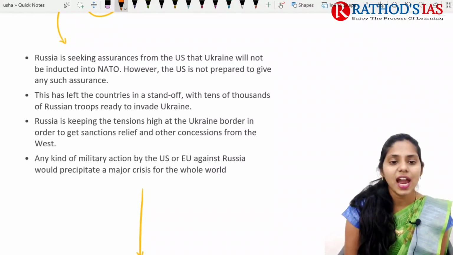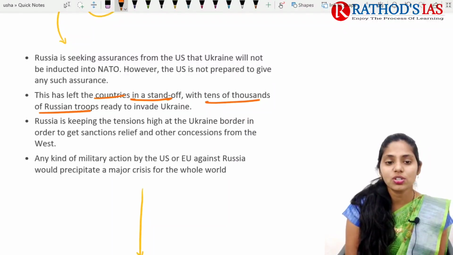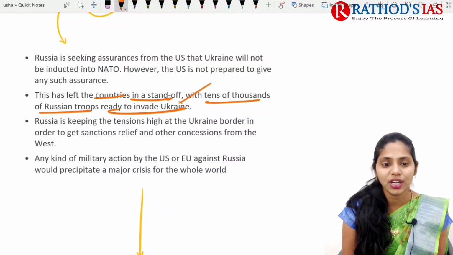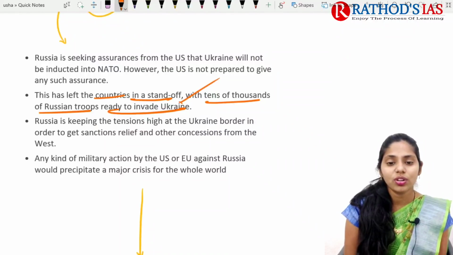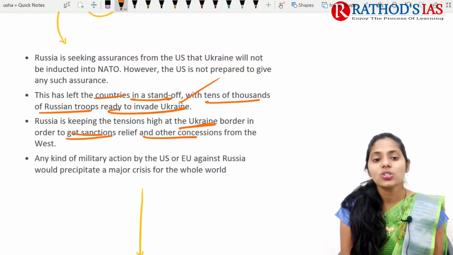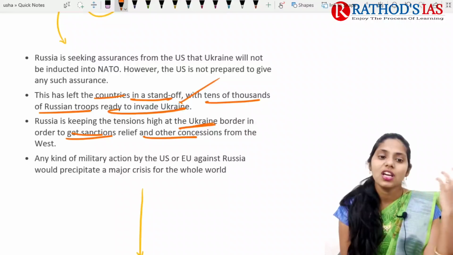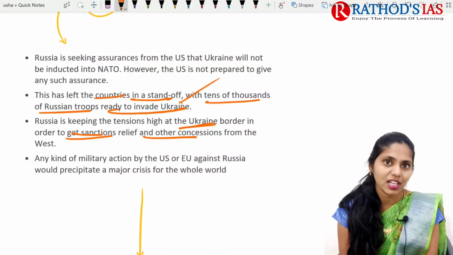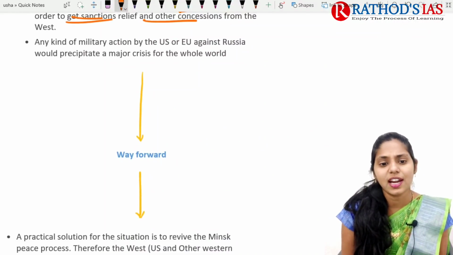This has left the countries in a standoff, with tens of thousands of Russian troops ready to invade Ukraine. Russia is keeping the tensions high at the Ukraine border in order to get sanctions relief and other concessions from the West. So Russia is increasing tensions at the Ukraine border so that it can get some concessions from the Western countries. So this is the present context.